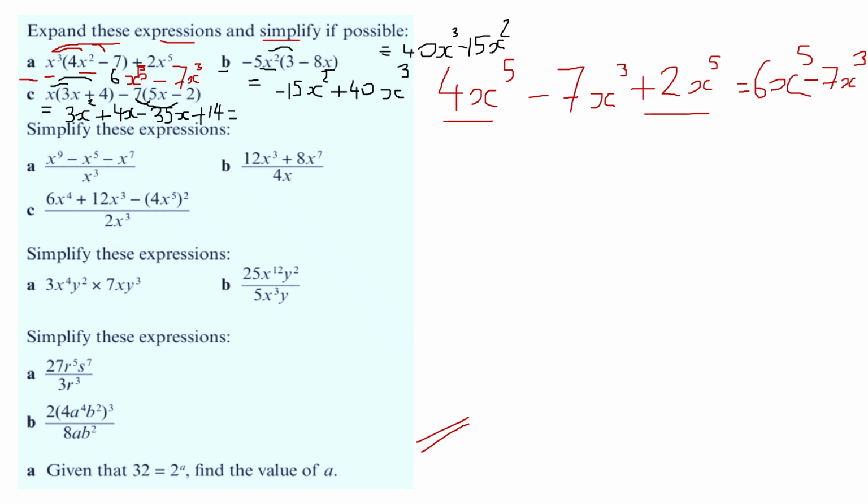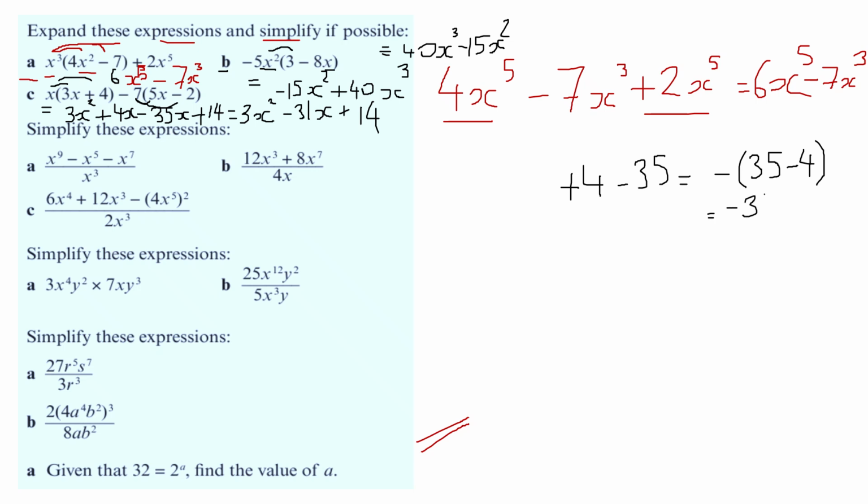I'm now going to collect my like terms. We've got 3x squared, 4x minus 35x, be careful, is minus 31x, plus 14. If you're ever unsure about subtraction with negatives, if I've got plus 4 and I'm taking away 35, I can just do 35 take away 4, and then stick a minus sign at the front. So 35 minus 4 is 31, put a minus at the front, we get minus 31.